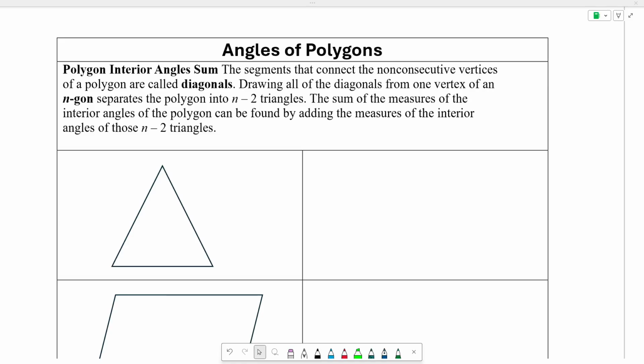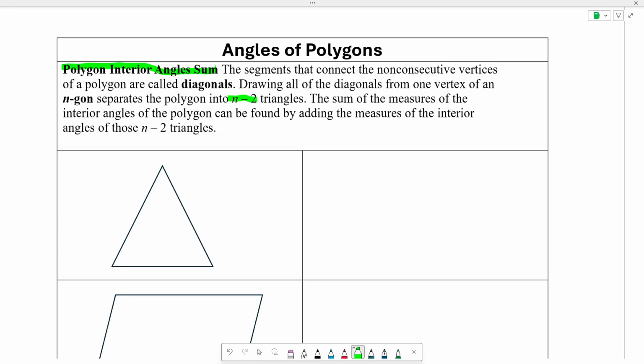Today we're going to be looking at angles of polygons, particularly starting with the polygon interior angle sum. It says the segments that connect the non-consecutive vertices of a polygon are called diagonals. We're going to use our diagonals to help us develop the formula, which they give us right here, part of it.